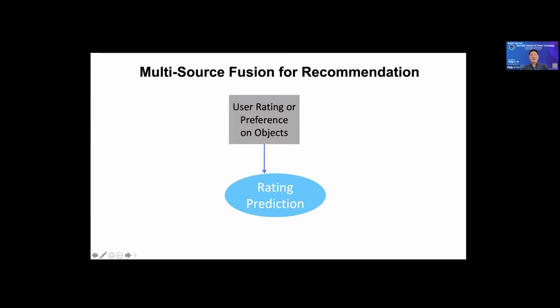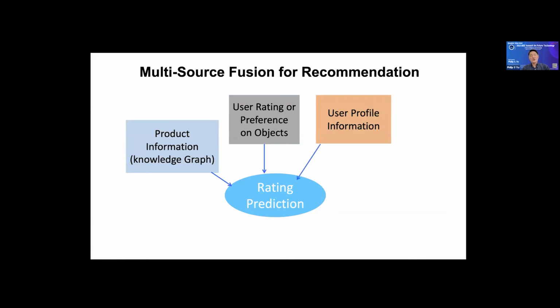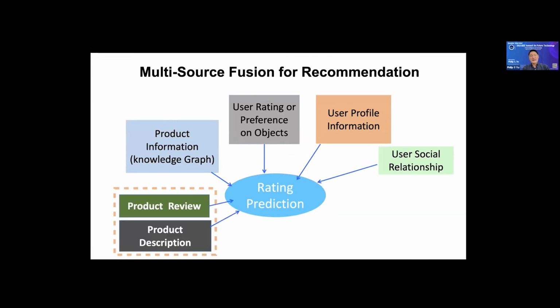So when we want to do recommendation, the first type of information we can use certainly is the rating information, where the user says which movie he likes. And then there are many other types of information we can use. For example, product information, which provides information between different products that can be represented in the knowledge graph. And then we can also use user profile information, and user social relationships, the friends of the user. And then we can also use product review or even product description. And then we can also use cross-site information.